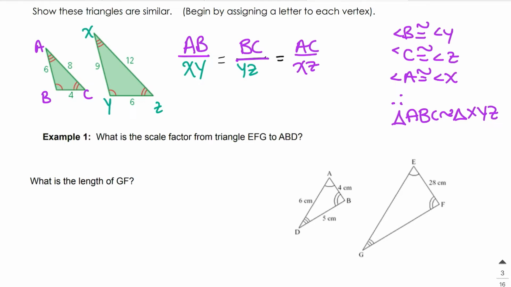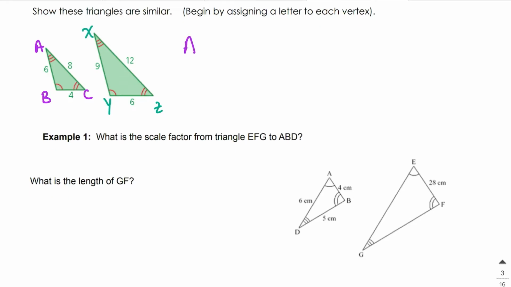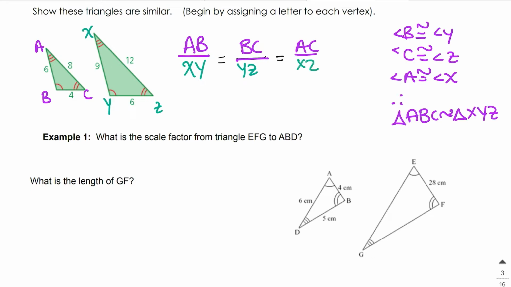But we can also use the sides, which means that AB is proportional to XY. We also know that BC, this side length right here, is proportional to YZ. And we also know that AC is going to be proportional to XZ, or at least we think so, right? So let's show that they're similar. Let's fill in the information that we have here.